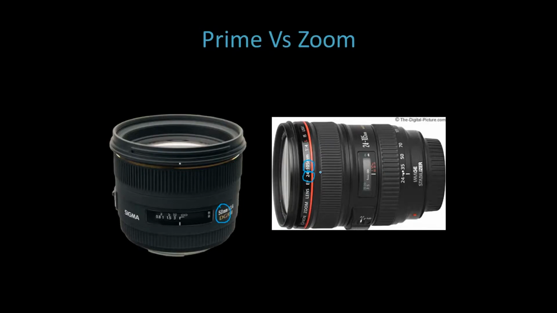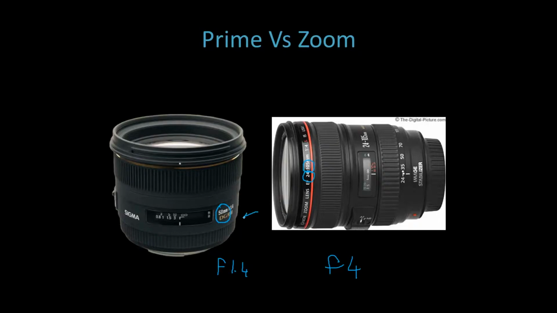The benefit of a prime lens is you can make them faster. So this lens on the left is a 1.4 lens, so it can have an aperture up to 1.4. The one on the right is an f4 lens. It can only have an aperture up to a maximum of f4, which means the one on the left can basically suck in at 50mm 8 times as much light as the one on the right.